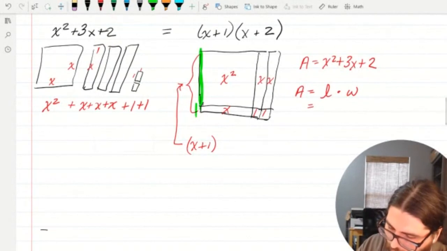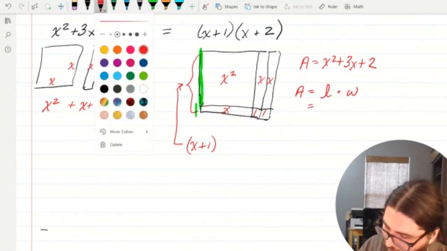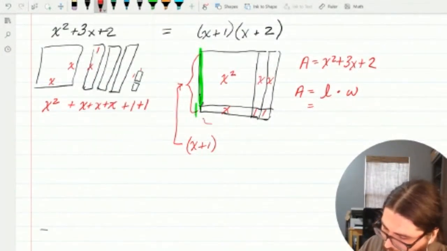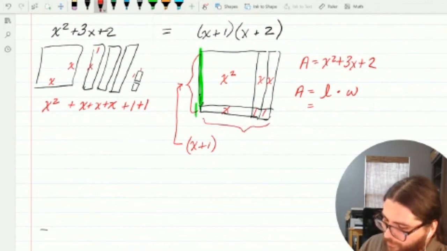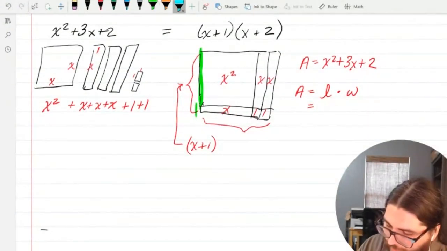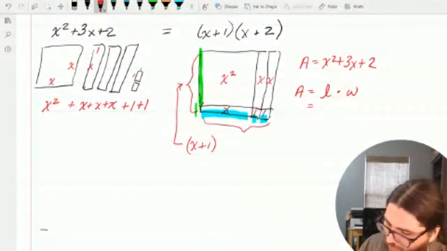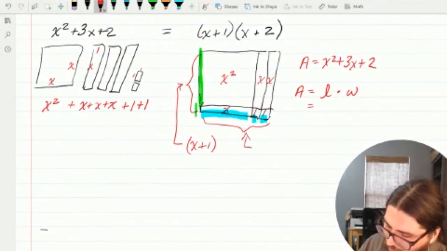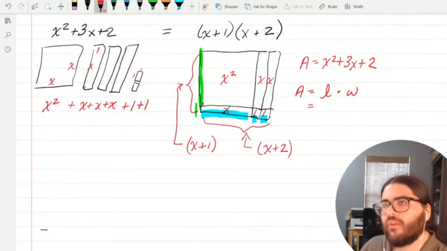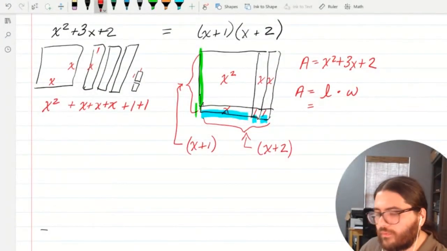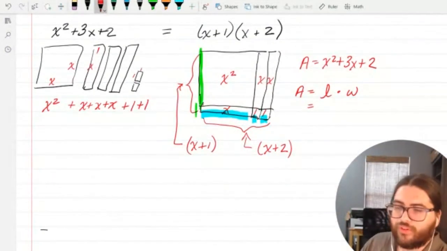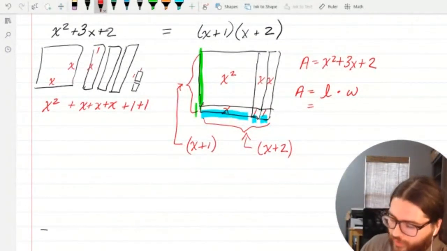Likewise, the width of this rectangle, highlighted in a different color. The long side of the column, that's x plus 1 plus 2. So the width of this rectangle is x plus 2. I've just put them in parentheses to make it a little easier for me to see.